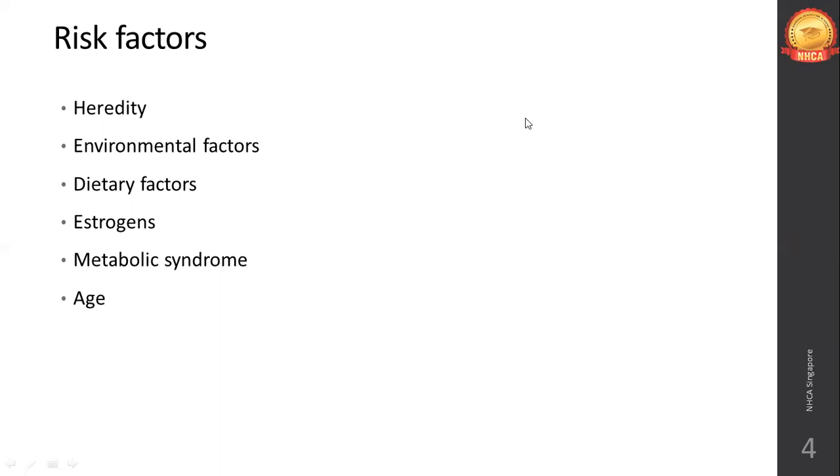Then age. After the age of 65, the incidence of colorectal cancer is higher as you age after midlife. Your risk of getting cancers is higher because you have accumulated a lot of genetic mutation over time, and that will start to show up in the body.